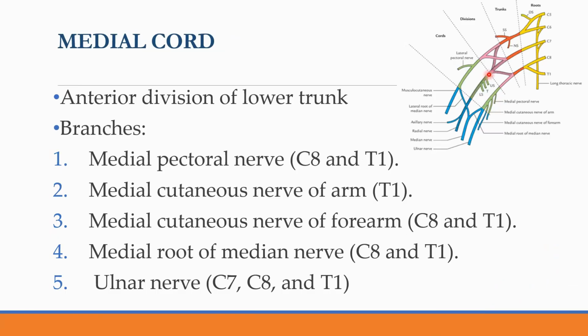Coming to the medial cord. Medial cord is the continuation of anterior division of lower trunk. So this is the lower trunk. Anterior division is continuation of medial cord. We have 5 branches: medial pectoral nerve, medial cutaneous nerve of arm T1, medial pectoral nerve is C8 and T1, medial cutaneous nerve of forearm is C8 and T1, then medial root of median nerve C8 and T1, finally ulnar nerve is C7, C8 and T1.